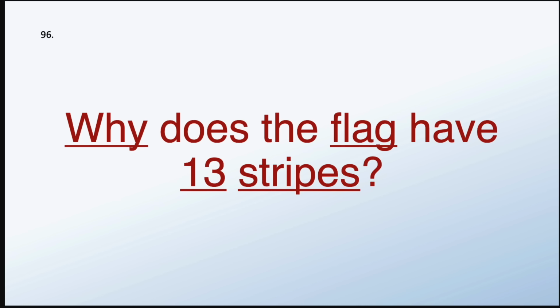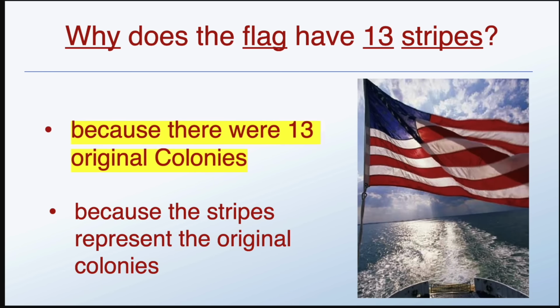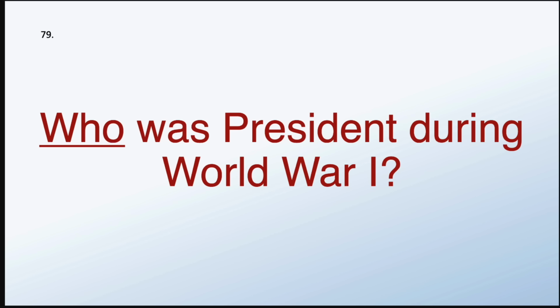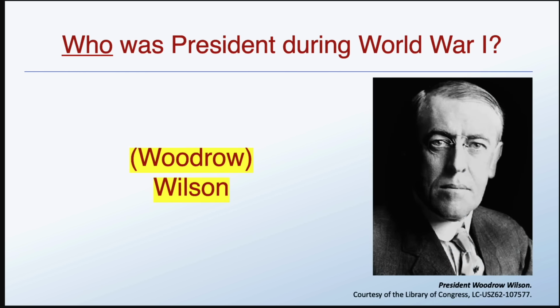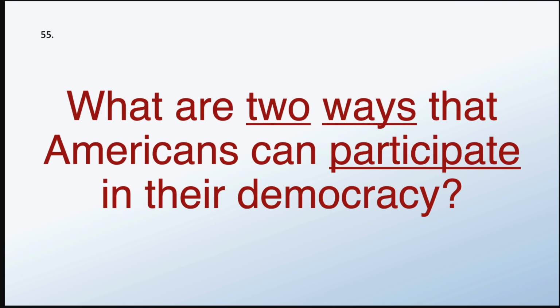Why does the flag have 13 stripes? Because there were 13 original colonies. Who was president during World War I? Woodrow Wilson. What are two ways that Americans can participate in their democracy?